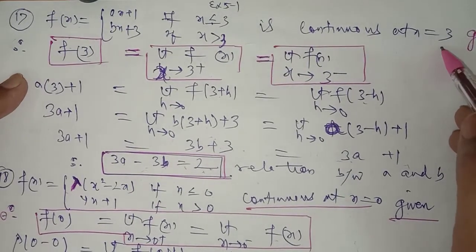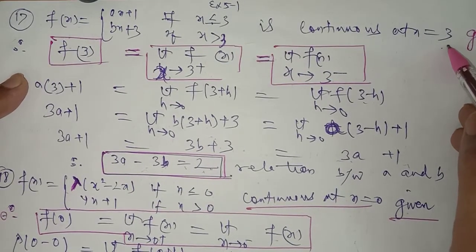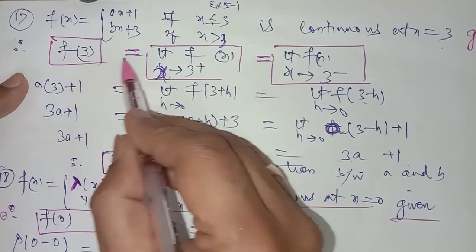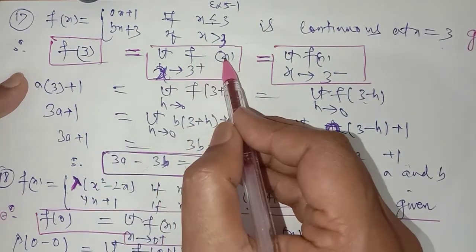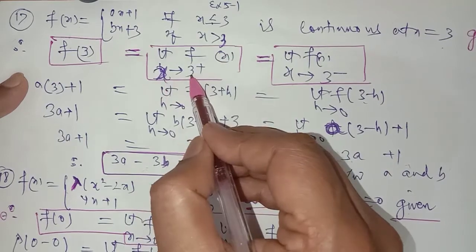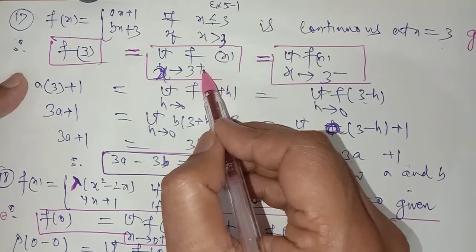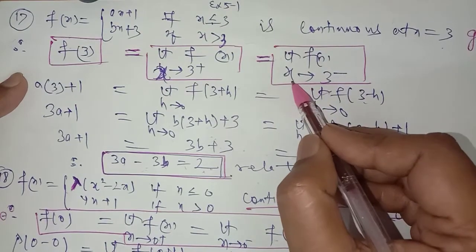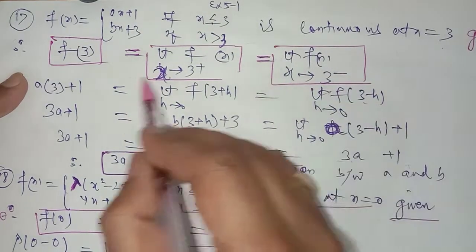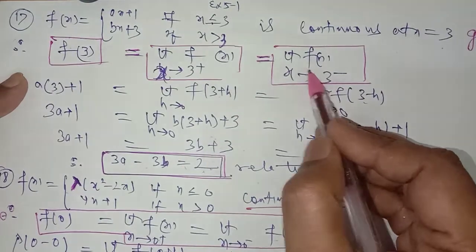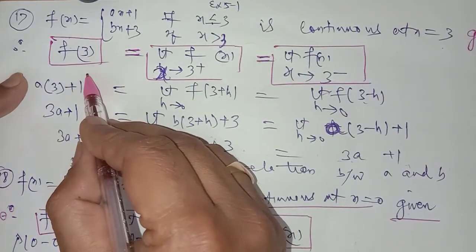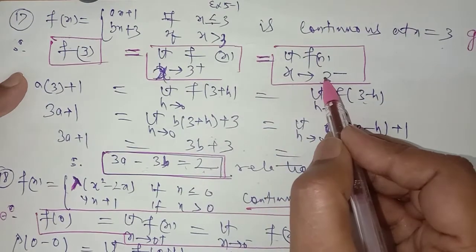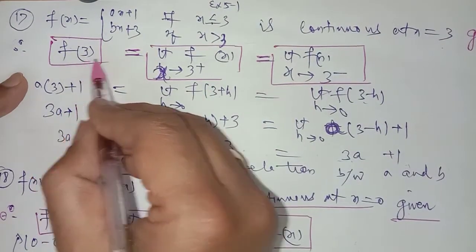Because this function is continuous at 3, the value of the function at 3 is equal to the right hand limit at 3, which is denoted by this positive sign, and is equal to the left hand limit, which is denoted by this negative sign. So the value of the function at 3 is equal to the right hand limit at 3, which is equal to the left hand limit at 3. Now f(3) means x equal to 3.